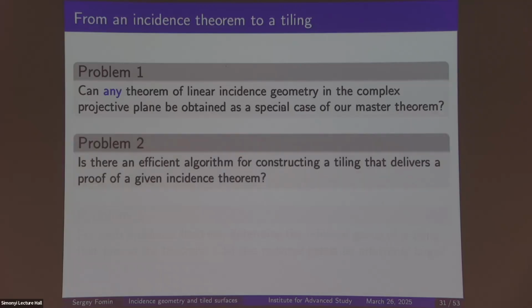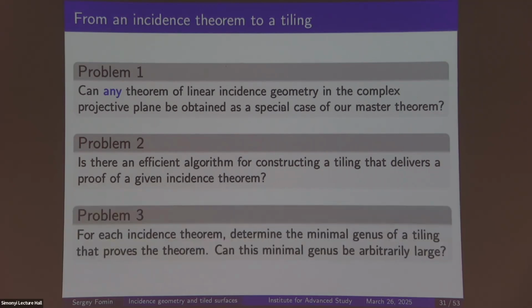Okay, problem 2. Is there an efficient algorithm for constructing a tiling? I already told you that we don't know such an algorithm. And problem 3, what is the meaning of the surface? We have examples where the same theorem can be encoded both using a sphere and a torus, for example. So the genus of the surface is not an invariant of the theorem, but there is a minimal genus in which a given theorem can be stated, and that somehow should tell us something intrinsic about the theorem.